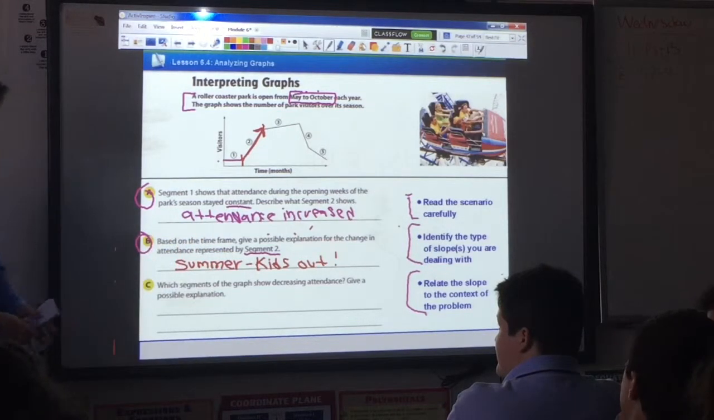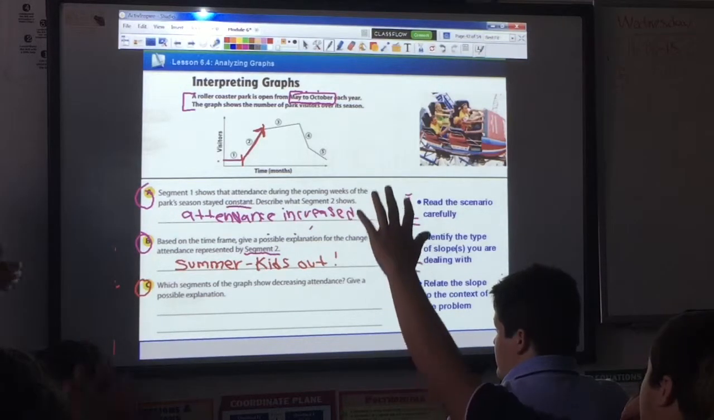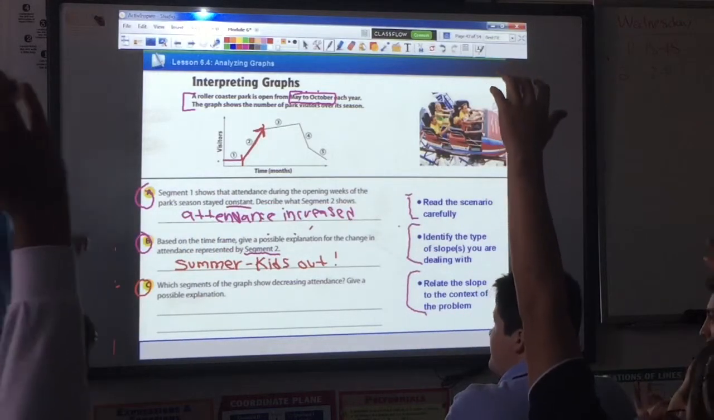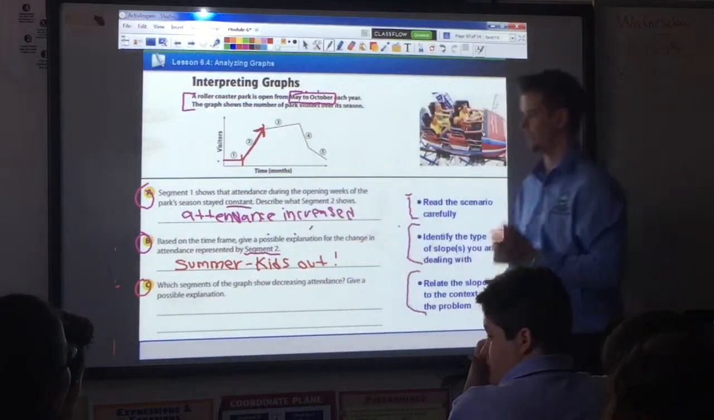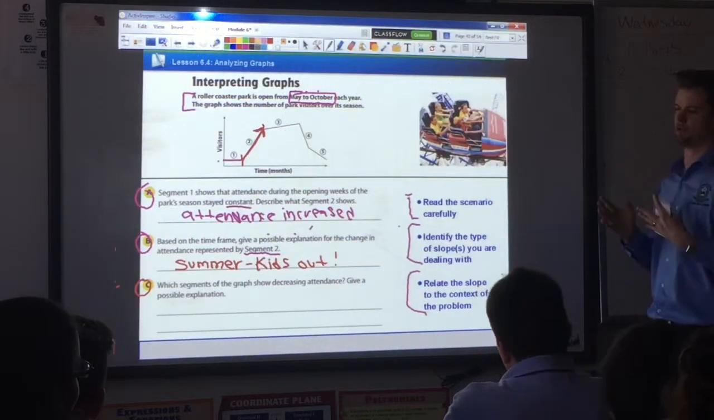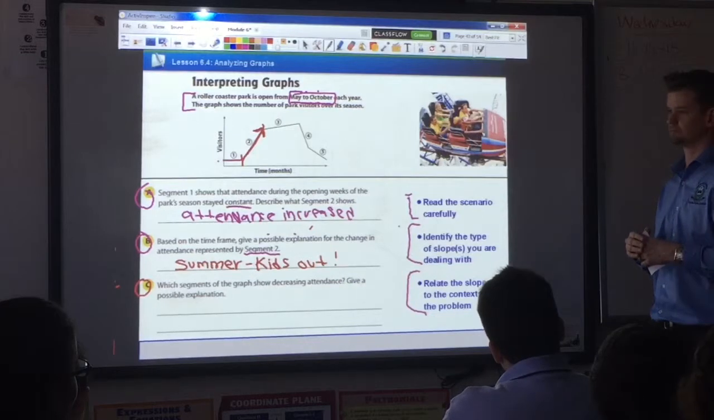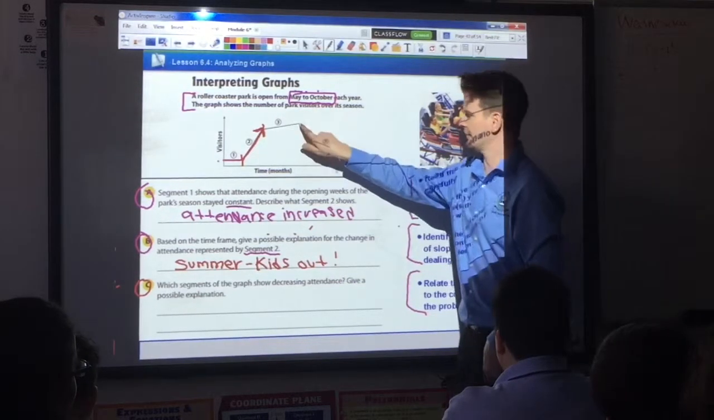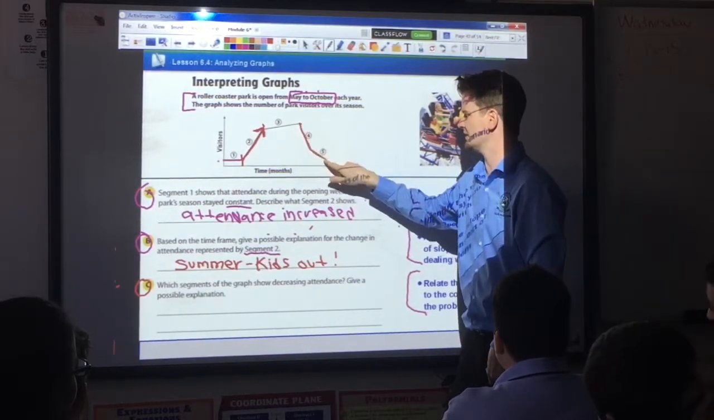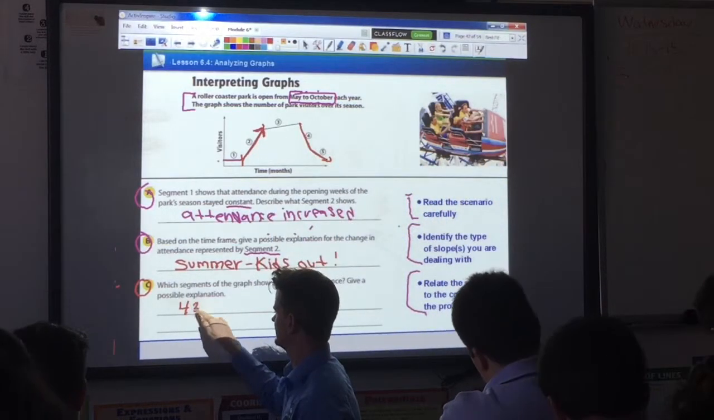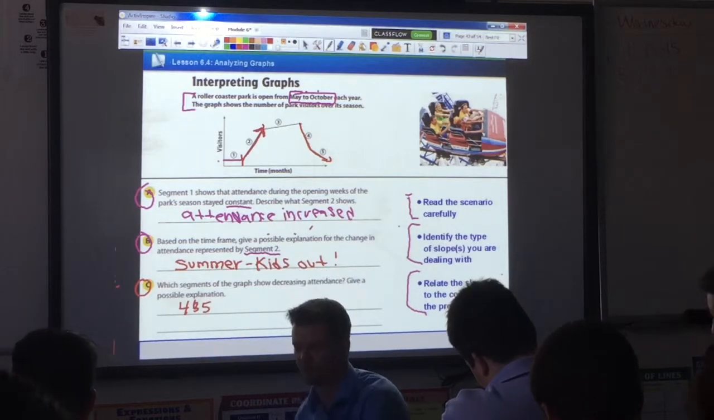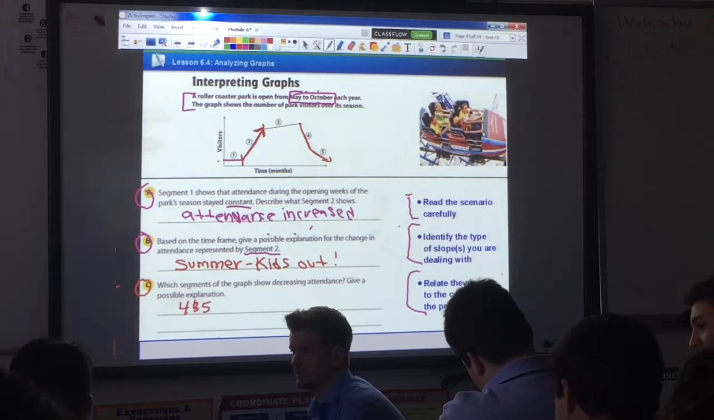Kids are out. They want to go to the roller coaster park. Segment C, which segments of the graph show decreasing attendance and give a possible explanation? Let's go to no name right there. What segments, plural, of this graph are decreasing? 4 and 5. These segments right here are decreasing, which means that the attendance at the park is going down.